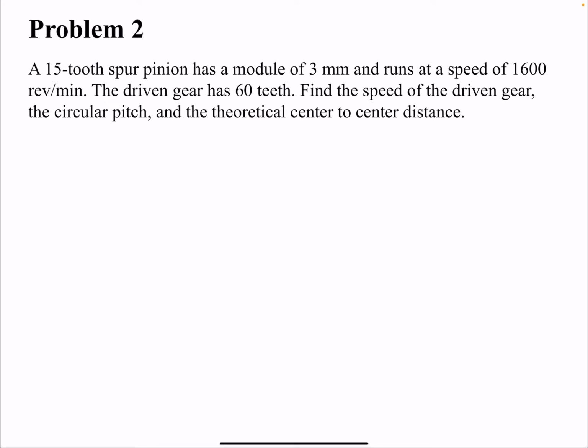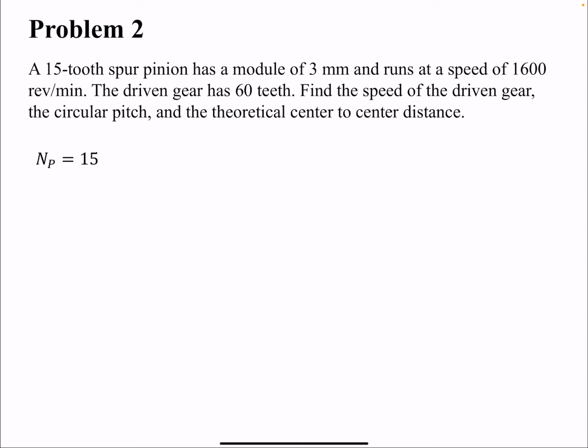Let's look at another problem. A 15-tooth spur pinion has a module of 3 millimeters and runs at a speed of 1600 RPM. The driven gear has 60 teeth. So when you look at it, you have 60 here, you have 15, so the ratio is 4:1. Find the speed of the driven gear, the circular pitch, and the theoretical center to center distance.